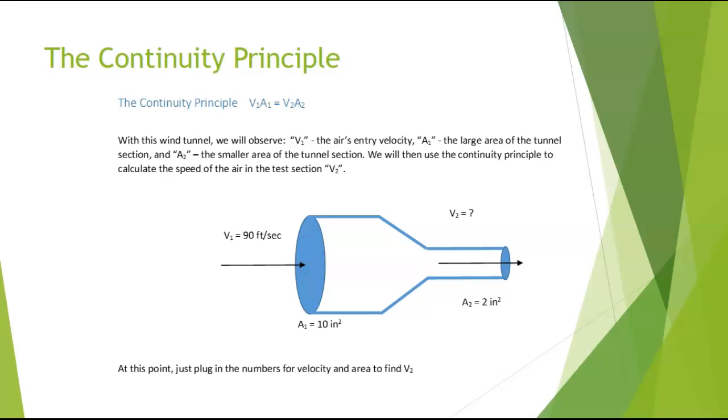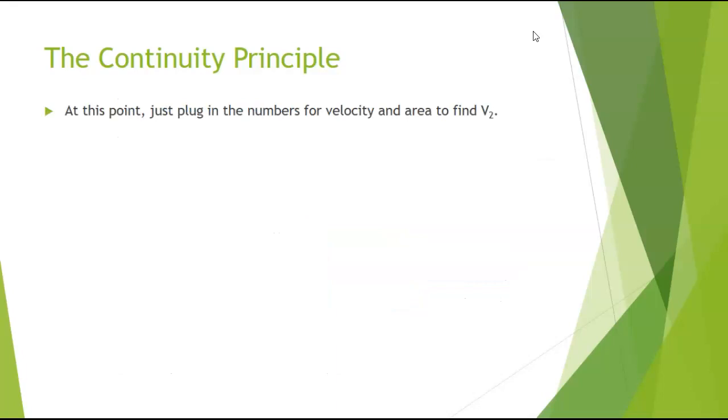In this illustration, you see a wind tunnel, and on the left side, the velocity is 90 feet per second through an area of 10 inches squared. If we reduce that area to 2 inches squared, what happens to the velocity? So to illustrate the continuity principle, we can just plug in the numbers for velocity and area to find velocity 2.